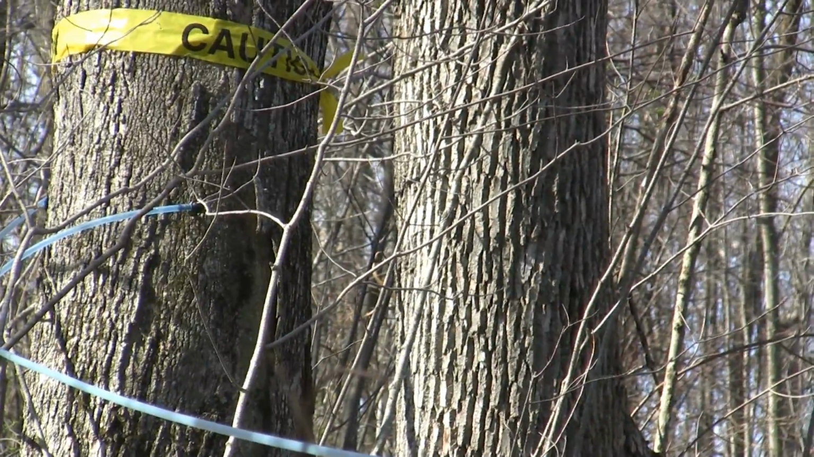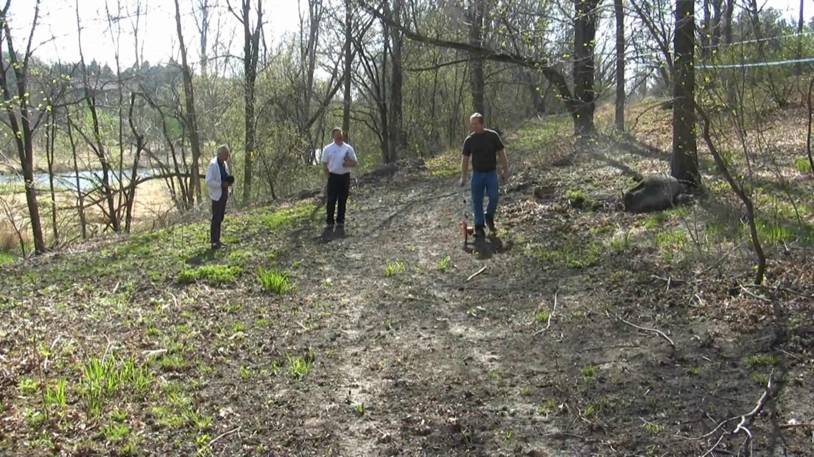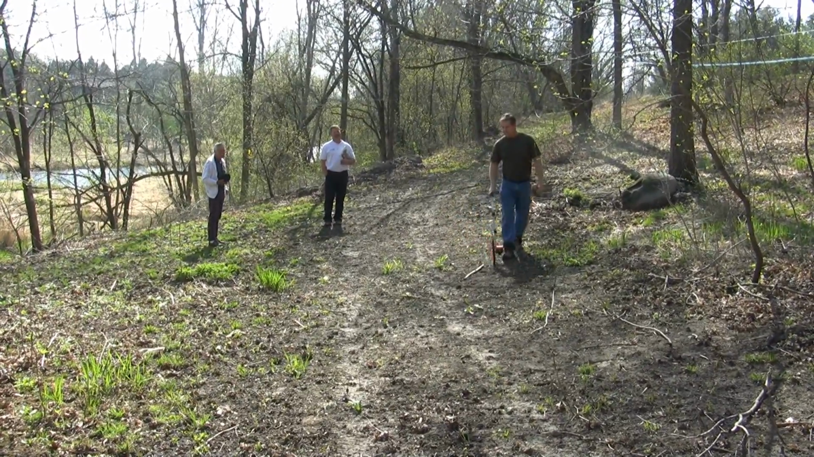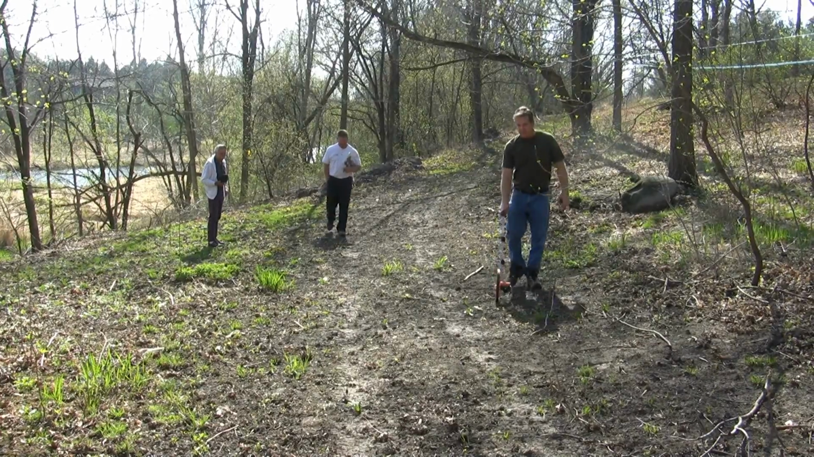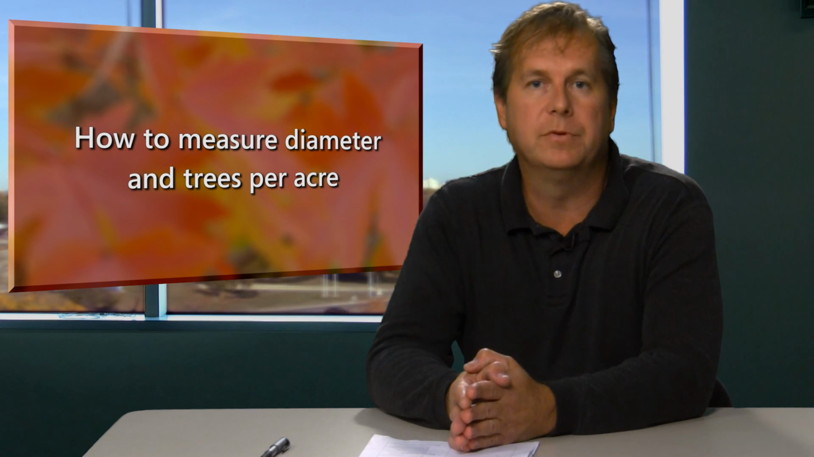Trees per acre. To determine the minimum number of taps per acre, you must look at the standard number of trees per acre and the diameter of the trees per acre. Let's look at the standard number of trees per acre. The number of trees per acre is based on the diameter of the trees. There will be multiple taps on a tree if it has a larger diameter. So, how does an assessor measure the diameter and the number of trees per acre?